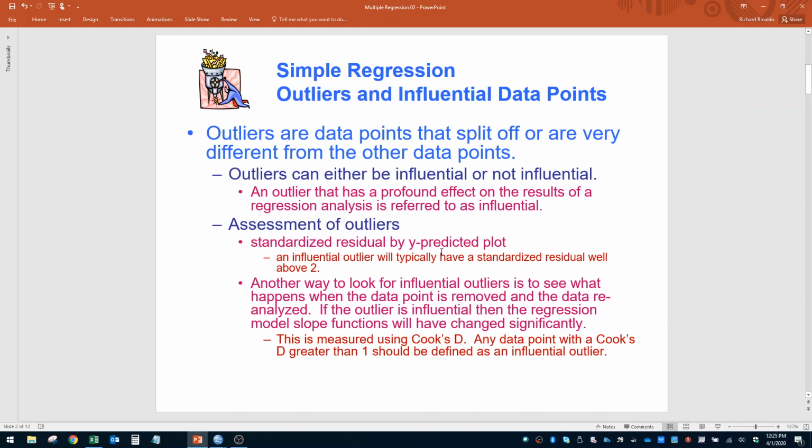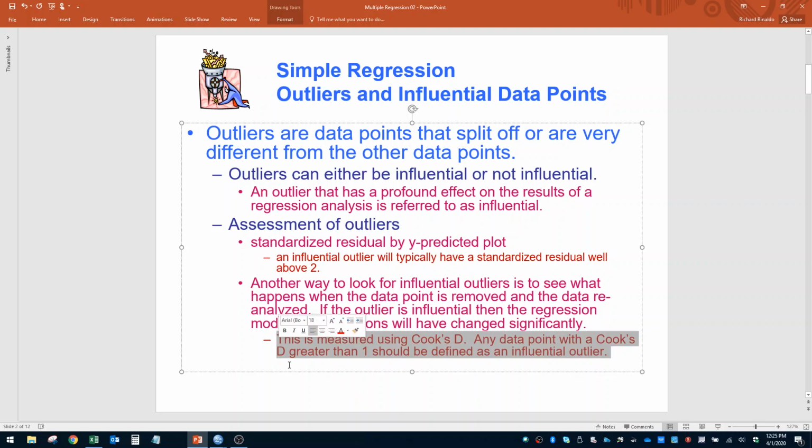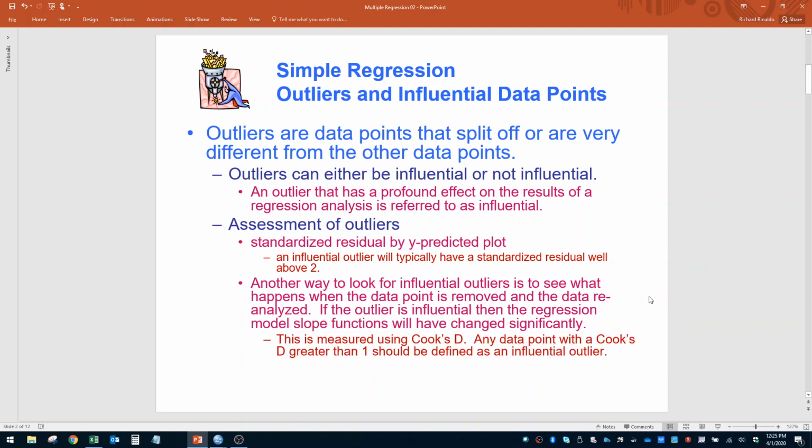We've looked at the residual against the predicted Y value. That's really good. The one we're really going to focus on right now is Cook's D. Cook's D is the influence of a data point on the regression equation.